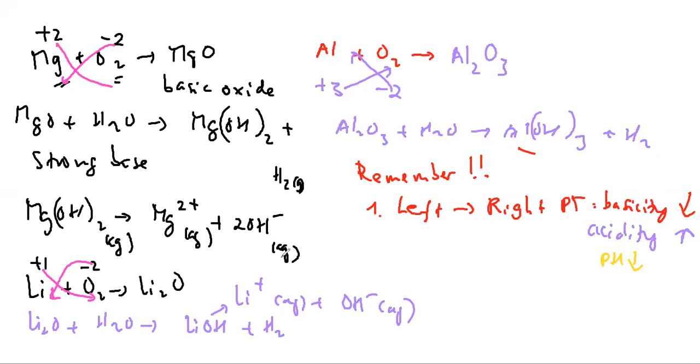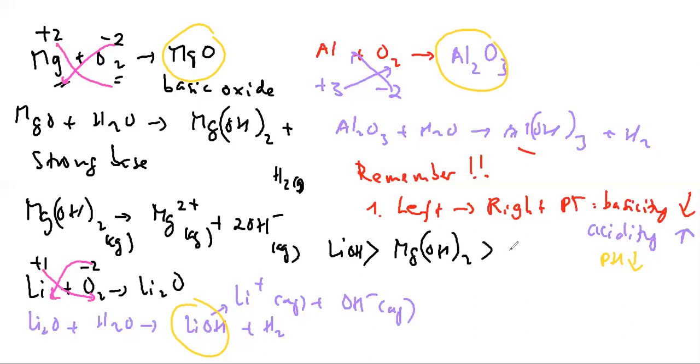Number two, if we arrange these three, LiOH, Mg(OH)2, and Al(OH)3, in terms of their strength as bases, I may have this arrangement: LiOH is a stronger base compared to Mg(OH)2, which is also stronger than Al(OH)3. You have to remember this. It means that LiOH's pH is very high, while Al(OH)3's pH is a bit lower, though not less than 7 because it is still a base.